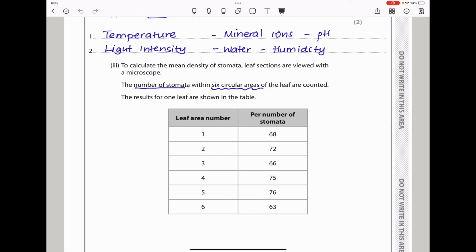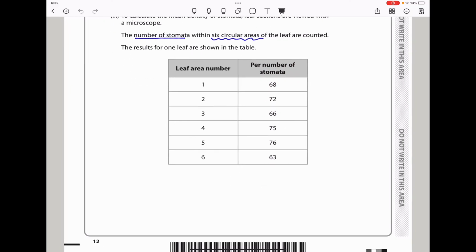The next part, they say to calculate the mean density of stomata, leaf sections are viewed with a microscope, and then the number of stomata within 6 circular areas of the leaf are counted. The results of one leaf are shown in the table. So these are the results in the table. We have the leaf area number, and then here we have the number of stomata. We can see the results here. I will continue to the next page.